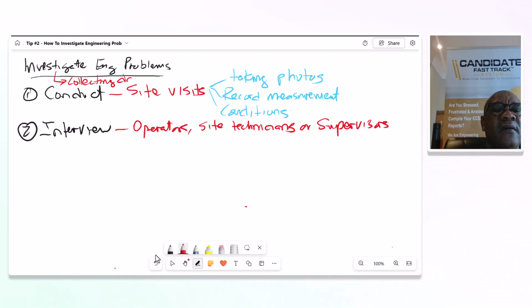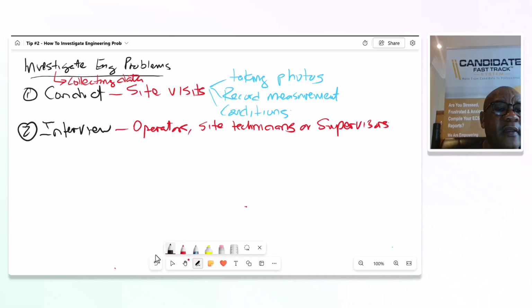Investigation is about collecting data. So you go to the site where the problem has been identified and you collect data. That's why I'm using the example of collecting data through taking photos. You record whatever measurements, maybe you're measuring equipment, or a space, or looking at the conditions or factors that are affecting the problem you're trying to solve. So you need to interview the operators, the people working in that environment, even the supervisors, so that you can collect data about that specific problem.